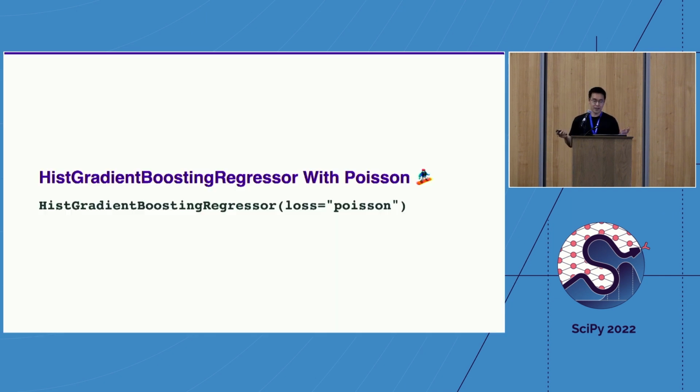So this is all you have to do. You set the HistGradientBoostingRegressor, set the loss to Poisson, and this enables it for the algorithm. I'm going to give the TLDR and how this influences the algorithm. There's many different pieces to this algorithm.